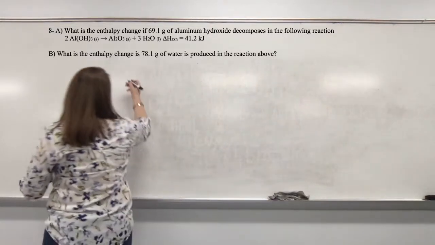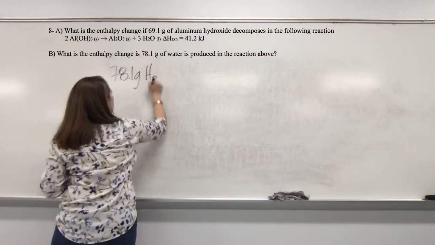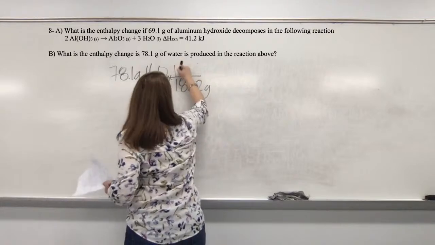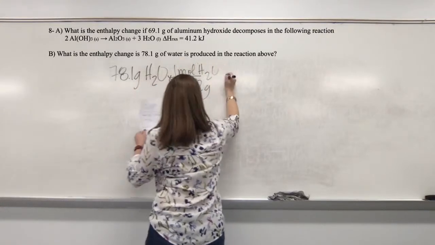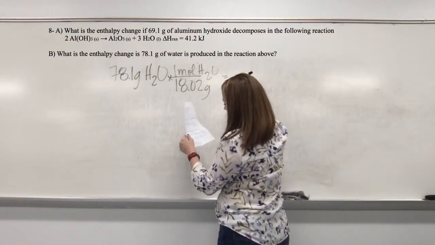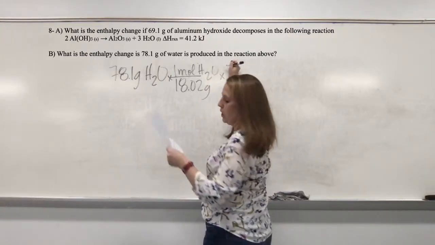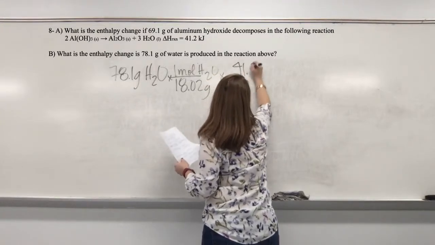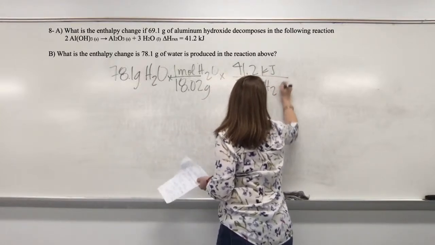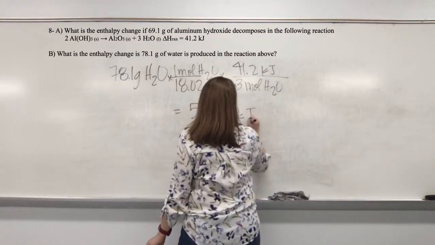The first thing we're going to do is take our 78.1 grams of H2O. The molecular weight of water is 18.02 grams in 1 mole of water. I didn't actually stop the calculation there, so we'll just continue. You can always stick stuff all the way together. Then we multiply by our 41.2 kilojoules per 3 moles of water, and when we do that, we get 59.5 kilojoules.